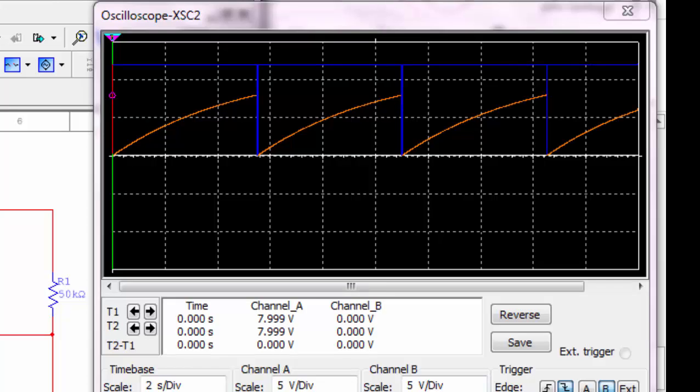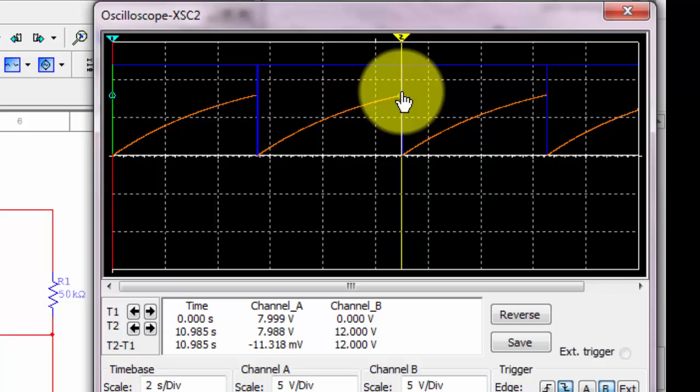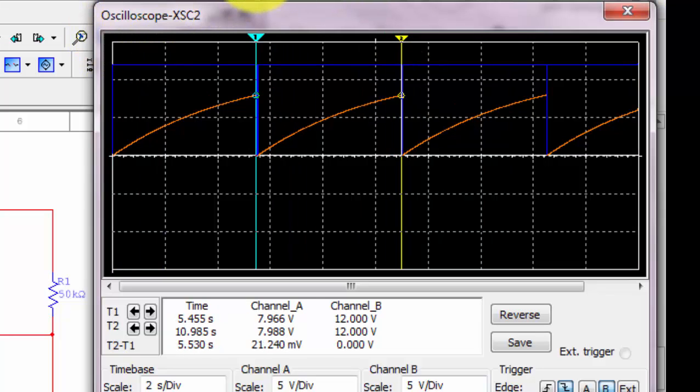All right, let me pause, and then let's look at the cursors again and see if it looks like 5.5 seconds. So there's one right here, another one right here. And the time difference between these two cursors is 5.53 seconds. Not bad. So that's how the monostable operation works. And you can use these time cursors to help you determine the time delay for this 555 timer.